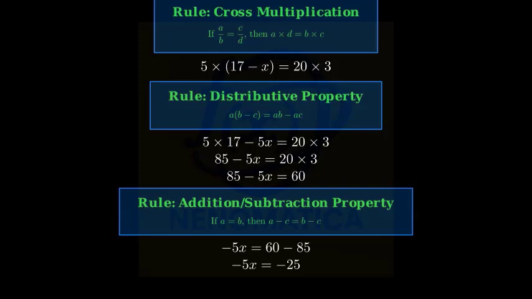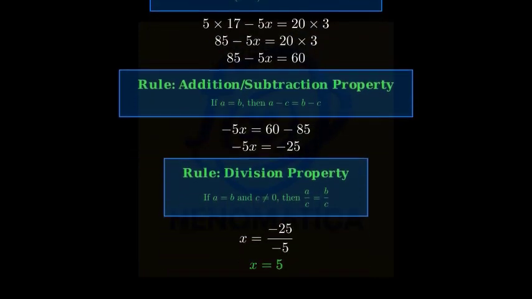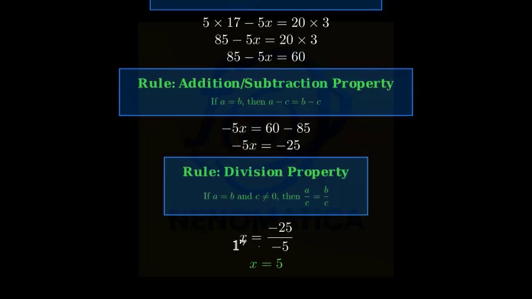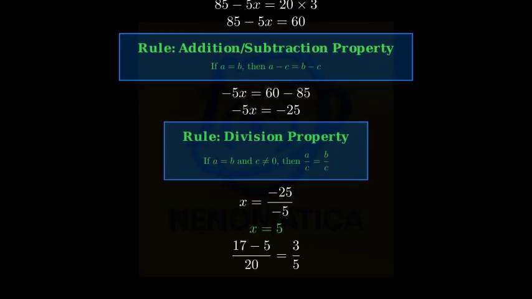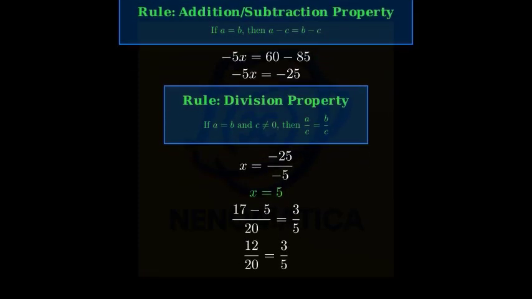Finally, we'll divide both sides by negative 5 to isolate x. When we divide both sides of an equation by the same non-zero value, the equation remains balanced. So, x equals negative 25 divided by negative 5, which is 5. Let's verify our answer by substituting x equals 5 back into the original equation. We have (17 minus 5) over 20 equals 3/5. 17 minus 5 is 12, so we get 12/20 equals 3/5.